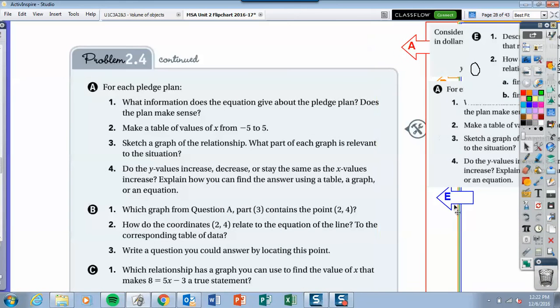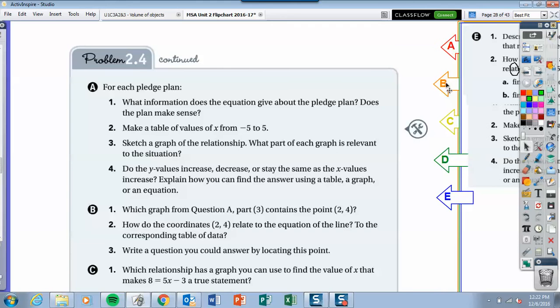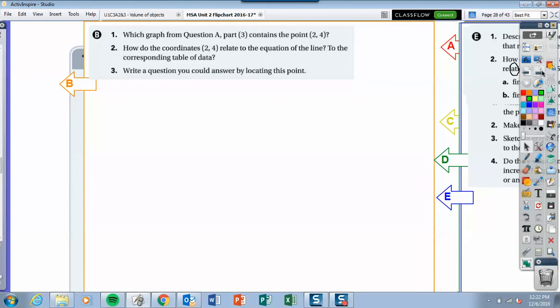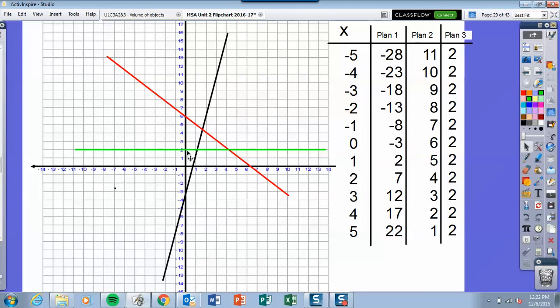When we look at B, it's asking which graph contains the point (2, 4). So we're going to head over here. I know that the 2 is the x. I'm going to go over to 2. I'm going to rise up to 4, the y, and that means that the red is plan number 2.